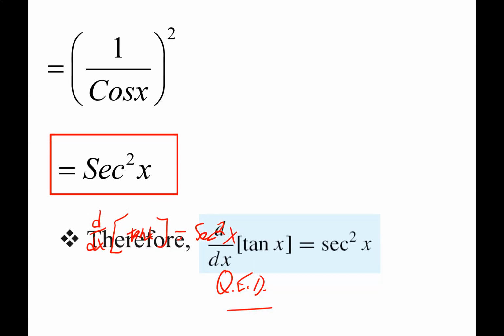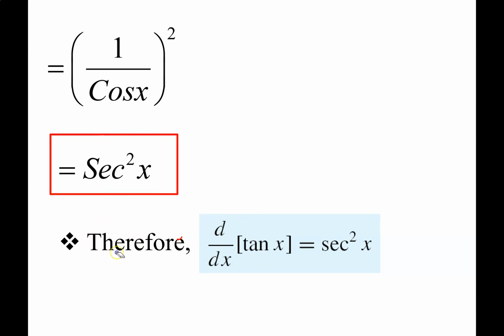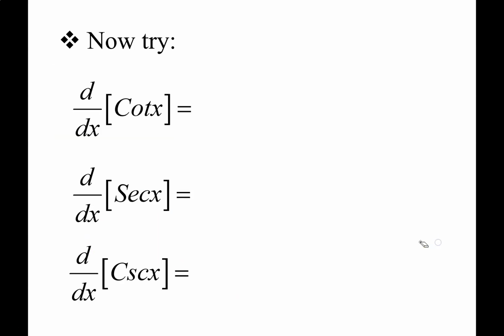Okay, let's continue. I guess I already wrote that. 3 down, 3 to go. So we're going to try cotangent, secant, and cosecant. If you want to try those on your own, go ahead. I'll give you a little head start.